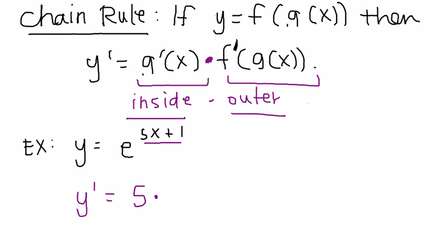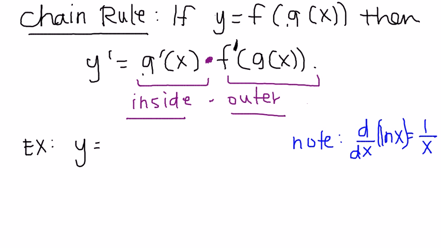times the derivative of the outside function. My outside function now is e, but we know the derivative of e is itself, and we evaluate at the original inner function. So there's my solution.